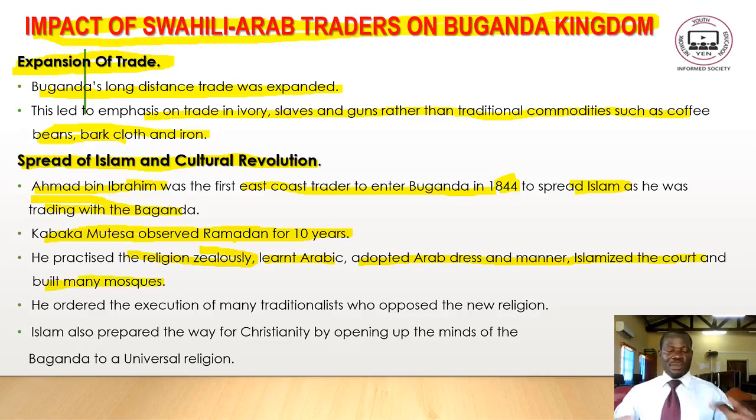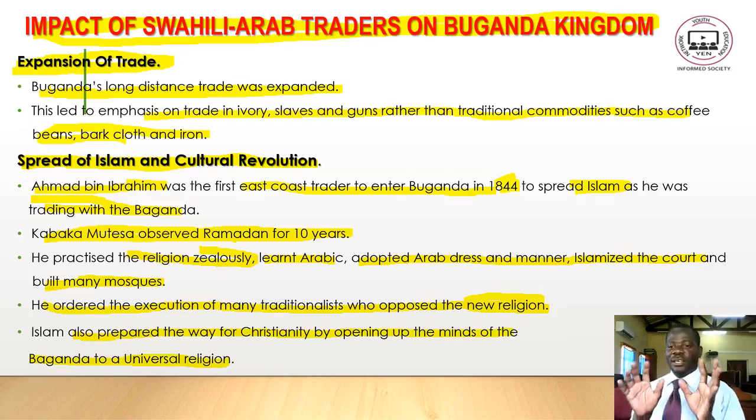After Kabaka Mutesa adopted that religion, he put much emphasis on its spread: building mosques, adopting the type of dress, learning the Arabic language, and many other manners of the Islamic religion. He also ordered the execution of many traditionalists who opposed the new religion. He was saying that everyone who opposes this Islam is going to be killed. Islam also prepared the way for Christianity by opening up the minds of the Baganda to a universal religion.